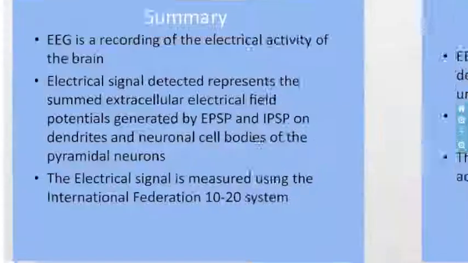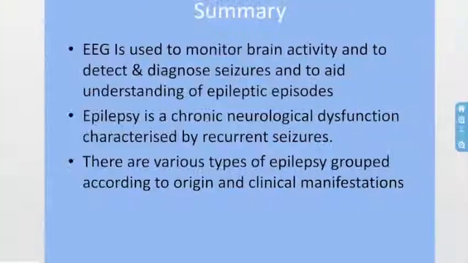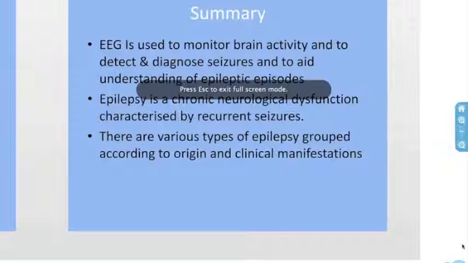We've been talking to you for some time now about the EEG, so this is our summary. 1. The EEG is a recording of the electrical activity of the brain. 2. The electrical signal detected represents the summed extracellular electric field potentials generated by EPSP and IPSP on dendrites and neuronal cell bodies of pyramidal neurons. 3. The electrical signal is measured using the International Federation 10-20 system. 4. The EEG is used to monitor brain activity and to detect and diagnose seizures and to aid understanding of epileptic episodes. 5. Epilepsy is a chronic neurological dysfunction characterized by recurrent seizures. And 6. There are various types of epilepsy grouped according to origin and clinical manifestations.